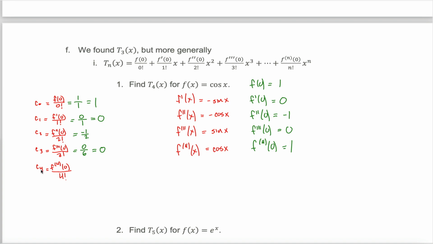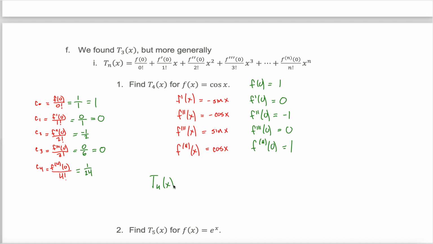And finally, C4 is the fourth derivative of this function evaluated at 0, which we know is equal to 1, divided by 4 factorial, which is 4 times 3 times 2 times 1. In other words, 4 times 3 factorial, so it's 24, 4 times 6. I got the coefficients for my fourth degree Taylor polynomial, so I know my fourth degree Taylor polynomial.